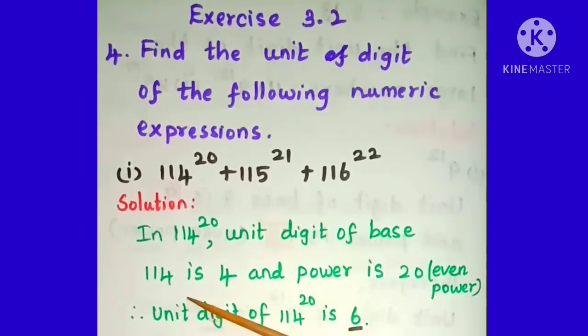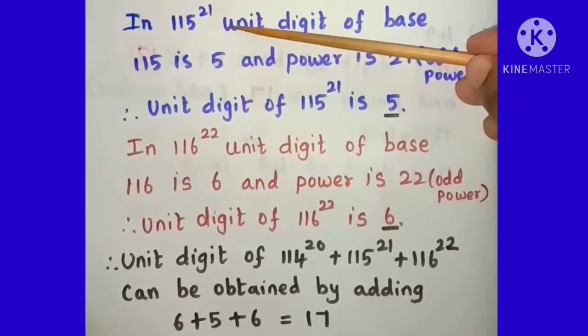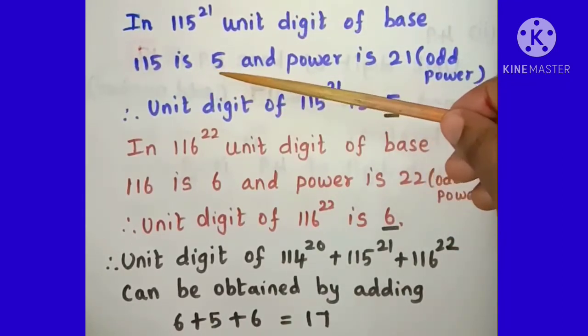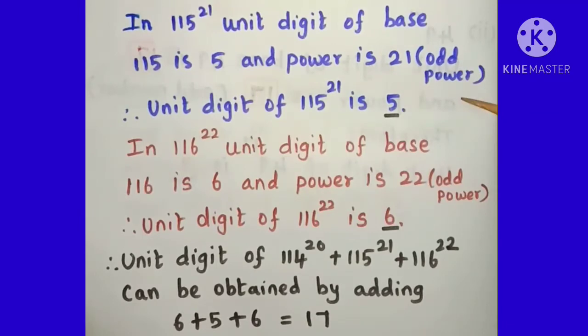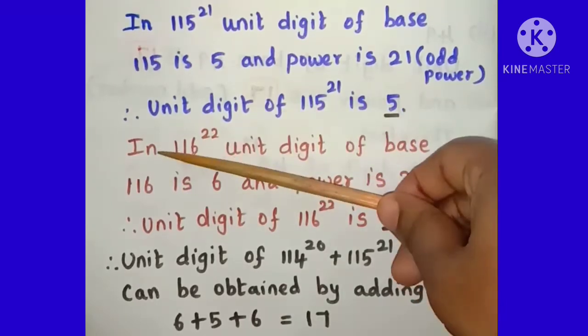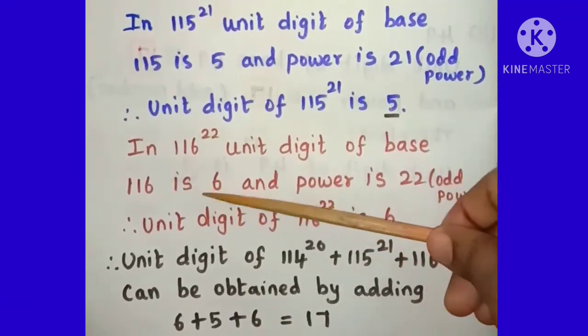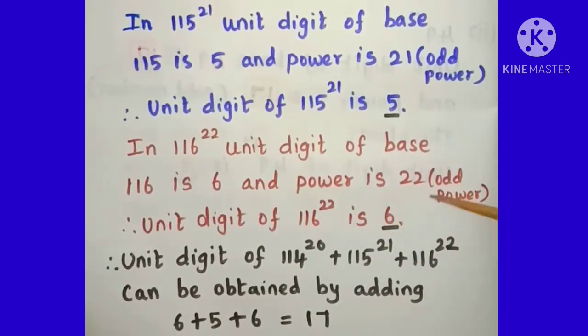The unit digit of the base 114 is 4 and the power is 20, which is an even power. Therefore, the unit digit of 114 to the power of 20 is 6. In 115 to the power 21, the unit digit of base 115 is 5 and the power is 21, which is an odd power. The unit digit of 115 to the power of 21 is 5. And in 116 to the power of 22, the unit digit of base 116 is 6 and the power is 22. The unit digit of 116 to the power of 22 is 6.